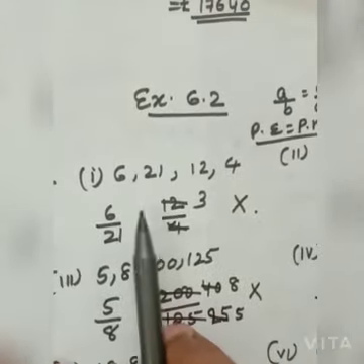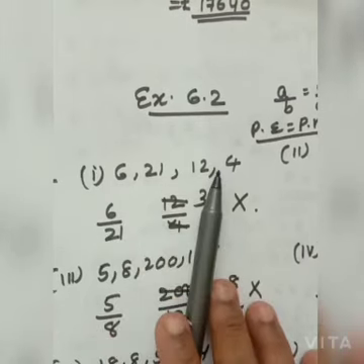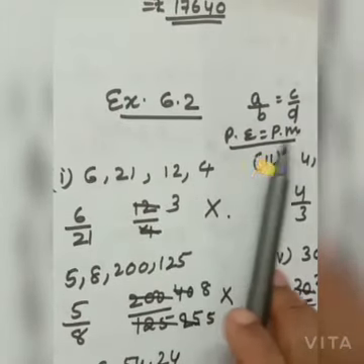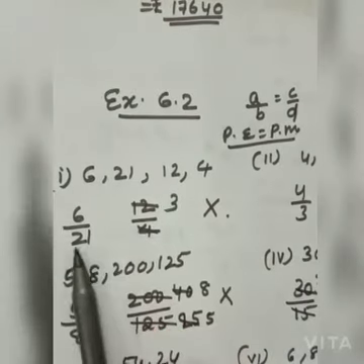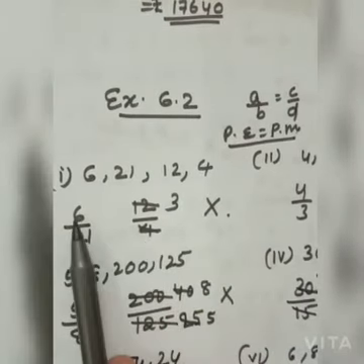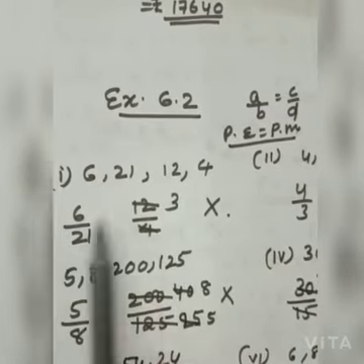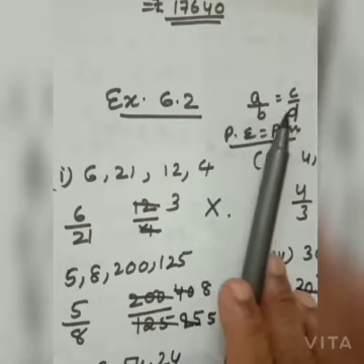See here, question number 1. What is the question? Check whether each of the following is in proportion or not. You have to check it. First rule: product of extremes equals product of means. Otherwise, simply you can check it out. 6 by 21, 12 by 4. You cut 12 and 4, you will get 3. These two should be equal. Then only you can say these two are in proportion.